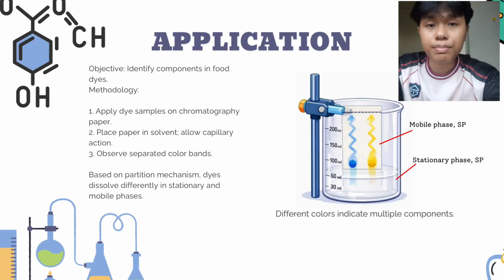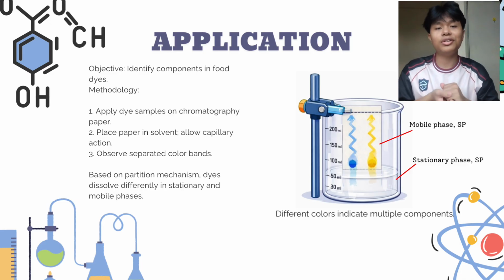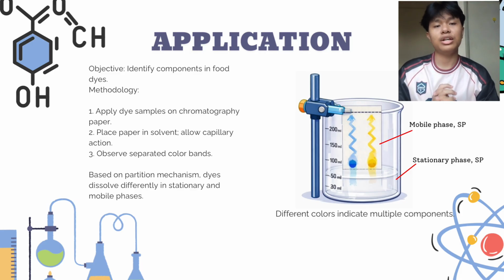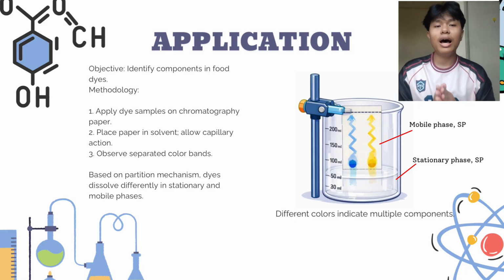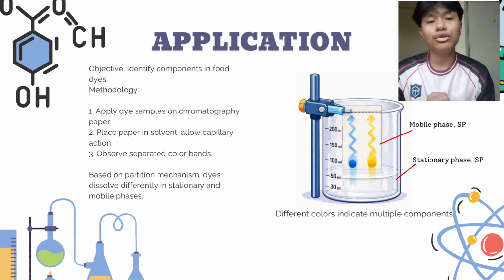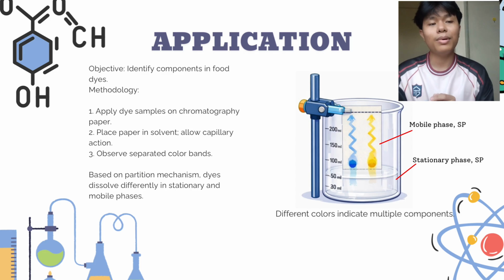How do we use paper chromatography? So this is the application. To identify components in food dyes, for example, the method is to apply dye samples on chromatography paper, place the paper in solvent, allow capillary action, and then you observe separated color bands on it. Based on the partition mechanism, dyes dissolve differently in stationary and mobile phases, as you can see in the diagram below.